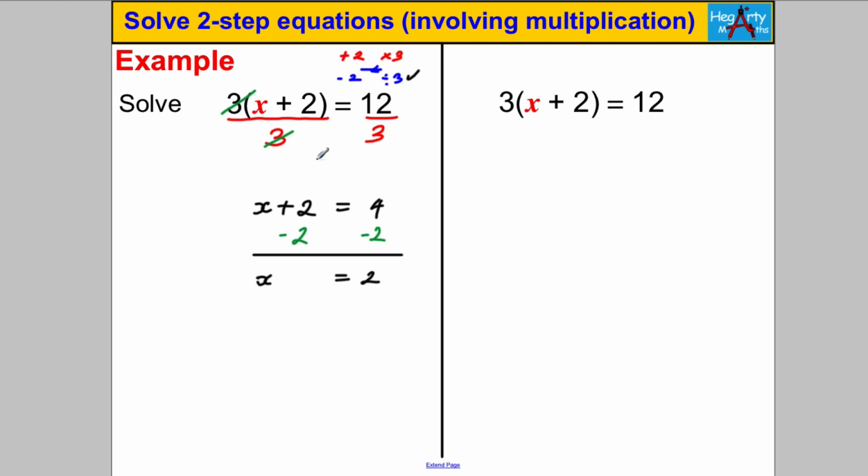And I'm done. Substitute it back in. 2 add 2 is 4. 3 times 4 is 12. Yeah, I got the right answer.